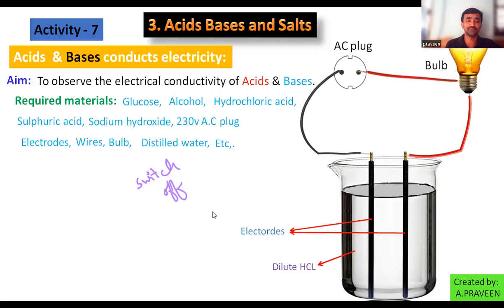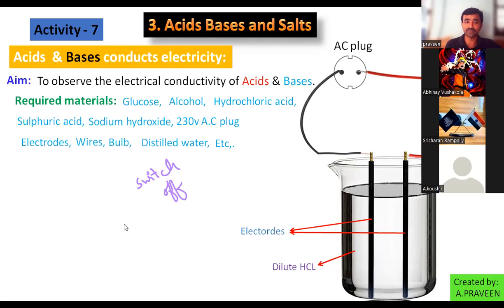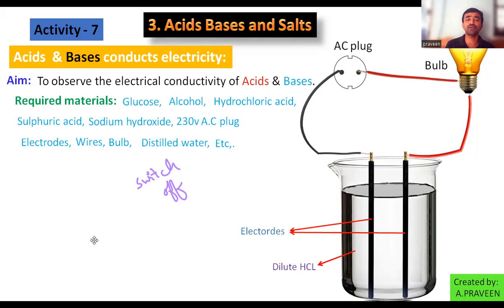Then switch on. What happens? See here. What happened when you switched on? The bulb glows. So what can you answer? Here, the bulb is glowing simply because the source is supplying electrical energy to the bulb. So that is the reason to say that dilute HCl is conducting electricity.